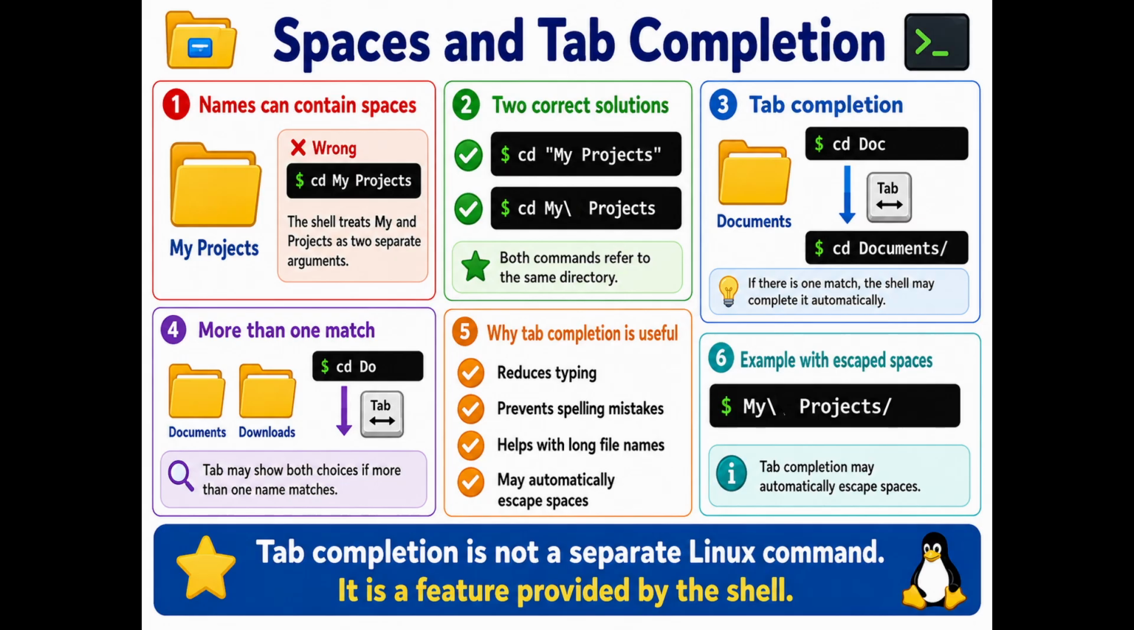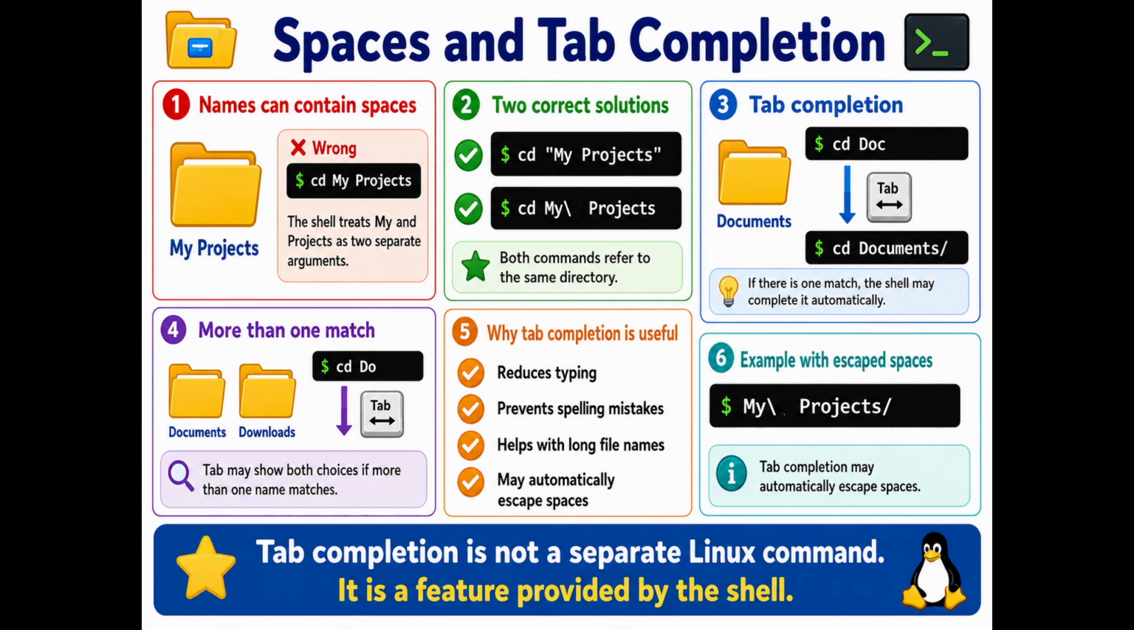Tab completion can make this easier. Suppose the directory is named Documents. You can type cd Doc, then press the Tab key. If there is only one matching name, the shell may complete it automatically: cd Documents/.